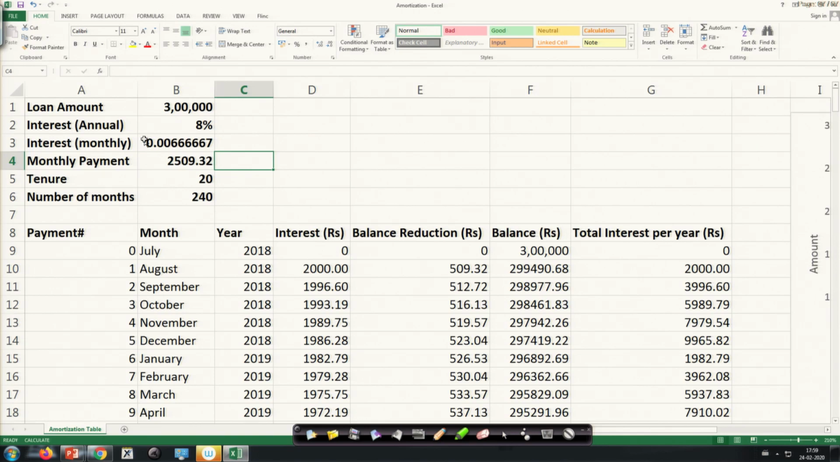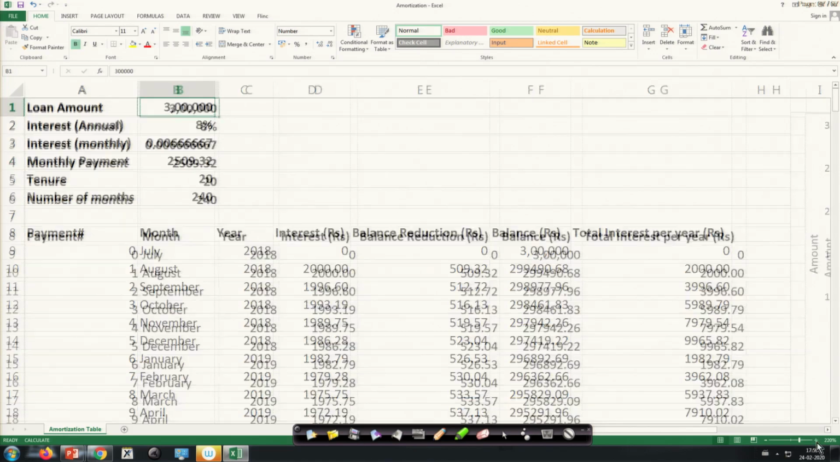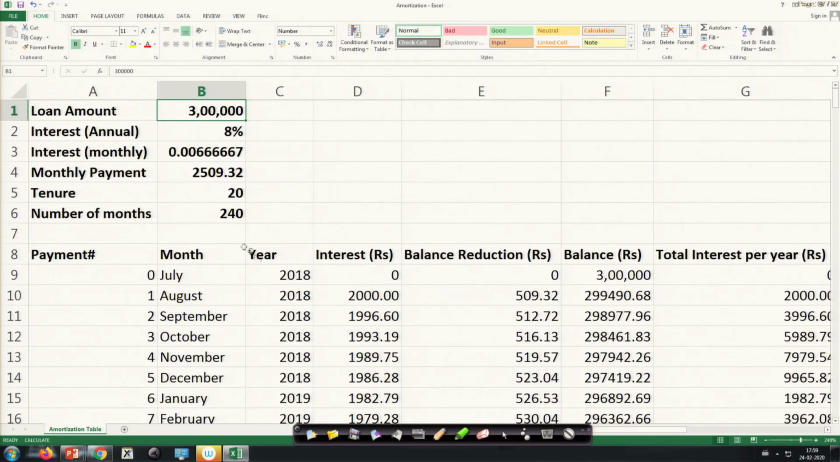So, if you see here, this is 3 lakh rupee of loan that is taken, and interest charged is 8%, interest monthly charged because it is compounded monthly is 0.00666. So, monthly payment is basically 2509 rupee 35 paisa, tenure is 20 years, which converted into month becomes 240.